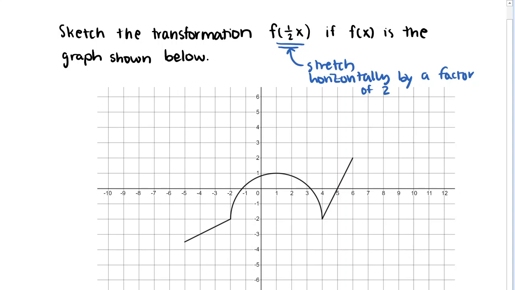And so all the points we see on our graph are going to get pulled out by a factor of 2 away from our y-axis. So this point 6, 2 is going to get stretched all the way out to this point 12, 2. And this point 4, negative 2 is going to get stretched out to this point 8, negative 2. And then this point's going to come out to 2, 1. This point here is going to come out to negative 4, negative 2, and this point here is going to come out to negative 10, negative 3.5.